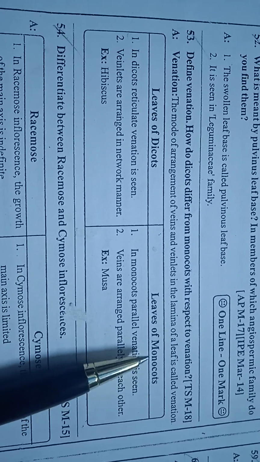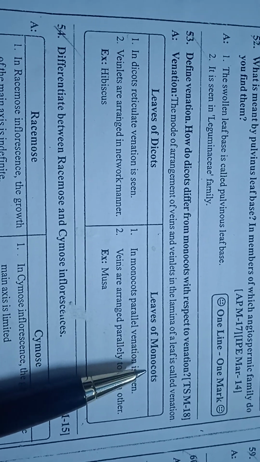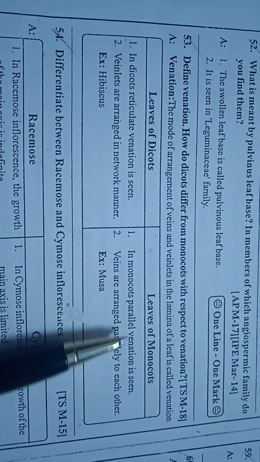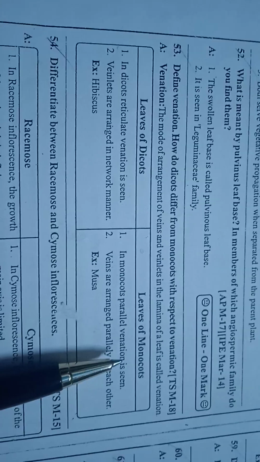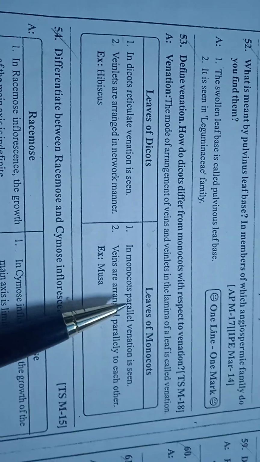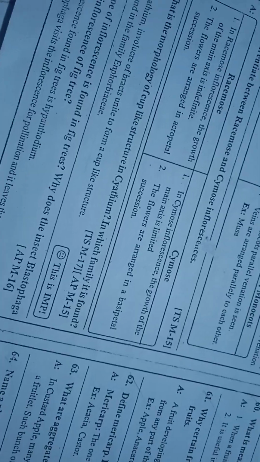Monocots: mono means one, cot means cotyledons. In monocots, parallel venation is seen. Parallel means they are line to line. They are arranged as line to line. How? I will show.